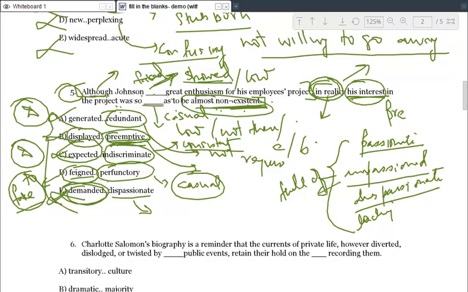So people, let me explain this to you again. The word preemptive basically means done in advance. And when you are preemptive, you are basically doing something in advance. You are basically acting smart. So although Johnson faked great enthusiasm, faked basically means feigned. Although Johnson faked great enthusiasm, in reality his interest in the project was so perfunctory. Perfunctory basically means casual. It was so casual as to be almost non-existent.